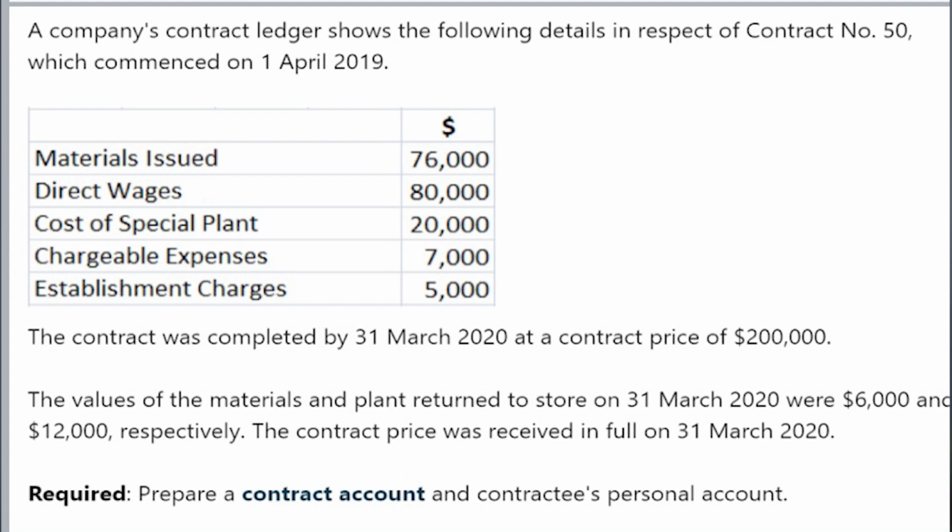The contract was completed by 31st March 2020 at a contract price of $200,000. The values of the materials and plants that were returned to store on the 31st March 2020 were $6,000 and $12,000 respectively. And the contract price was received in full on 31st March 2020. So they now require us to prepare a contract account and the contractee's personal account.